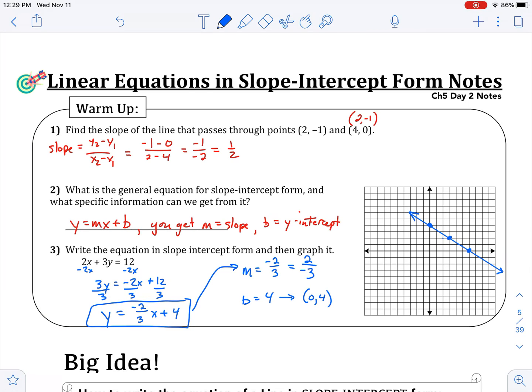Alright, welcome here. This is Chapter 5, Day number 2 notes. This is writing linear equations in slope-intercept form. This little warm-up at the top, I'm going to just kind of point through it. I did the problems for you previously. I stacked my ordered pairs. I calculated the slope to be -1 over -2, which gave me a slope of 1/2. This problem just asked me to find the slope, so I calculated the slope.